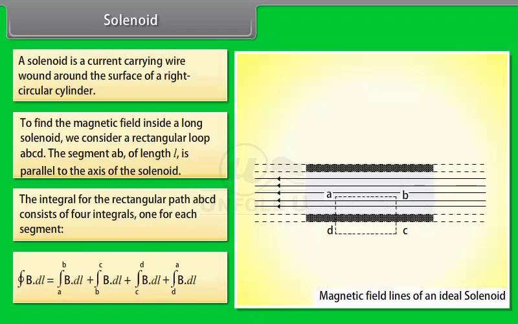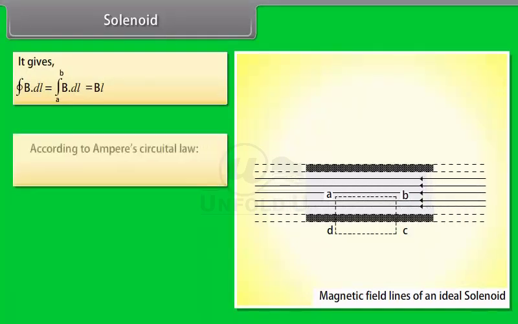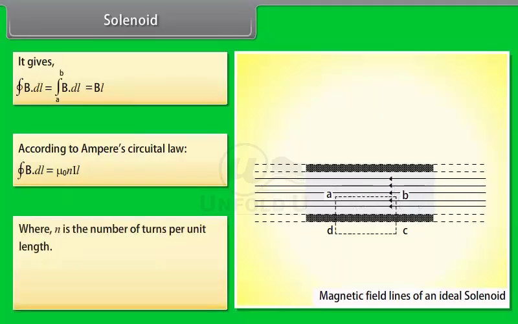Closed integral of B dot dl is equal to integration from A to B of B dot dl plus integration from B to C of B dot dl plus integration from C to D of B dot dl plus integration from D to A of B dot dl. It gives closed integral of B dot dl is equal to integration from A to B of B dot dl, which is equal to BL. According to Ampere's circuital law, closed integral of B dot dl is equal to mu naught n I L, where n is the number of turns per unit length. From the above two equations, we get the result B is equal to mu naught n I.